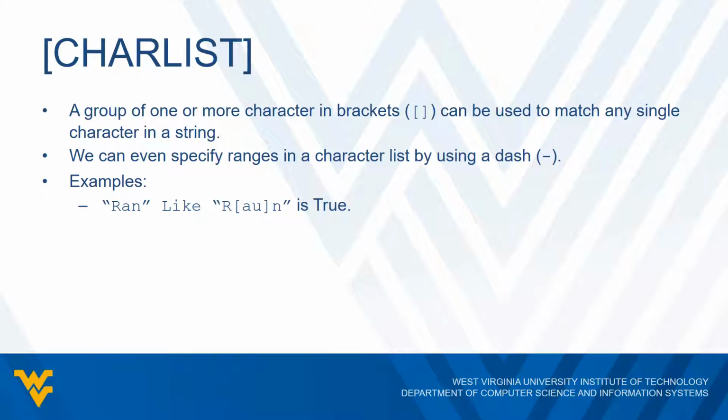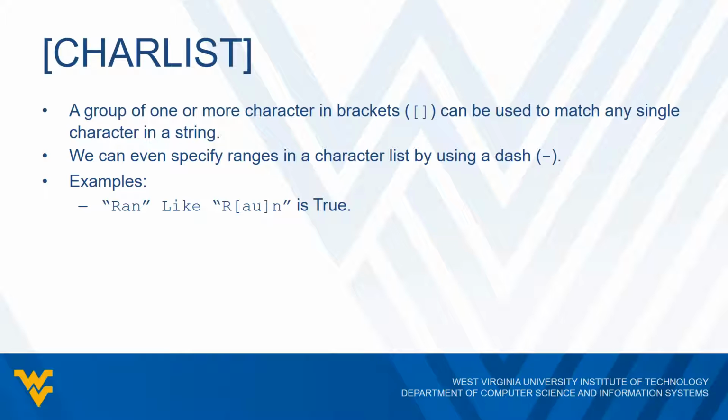So here we have the string ran, and look at our pattern. So here's what our pattern is saying. The first character must be a capital R. The second character can be a lowercase a or a lowercase u. We have the square braces or brackets, and then we have a and u in there, which means the second character can be a or u. That's what we're talking about here. And then the third character has to be a lowercase n. If our string matches that pattern, then the like operator is going to return true.